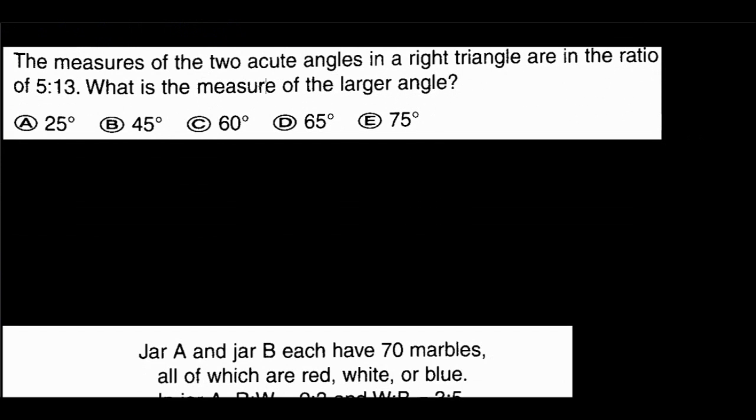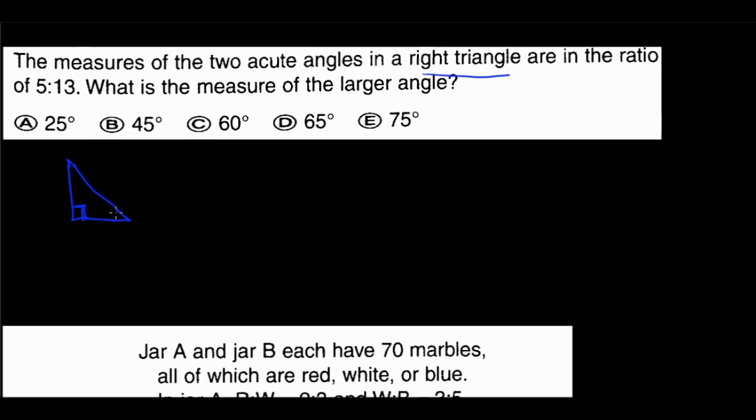The measure of two acute angles in a right triangle are in the ratio of 5 to 13. What is the measure of the larger angle? So some terminology you might not be familiar with yet because we have not done geometry yet. But just to remind you, a right triangle is any triangle where one of the angles is 90 degrees. So this sign usually represents a 90 degree angle. So whenever you see that, you have a right triangle.